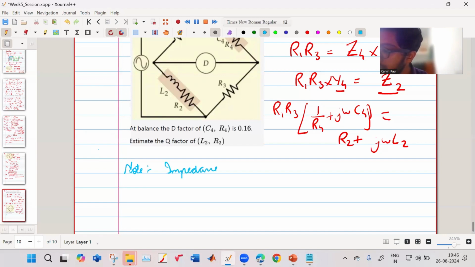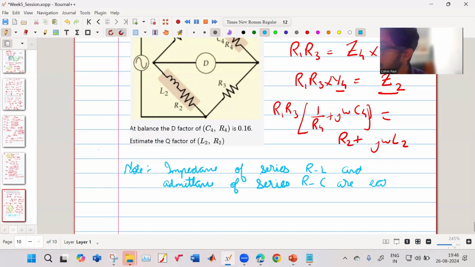Impedance of series RL and admittance of series RC are easier to find.